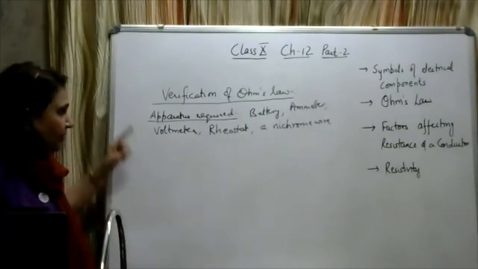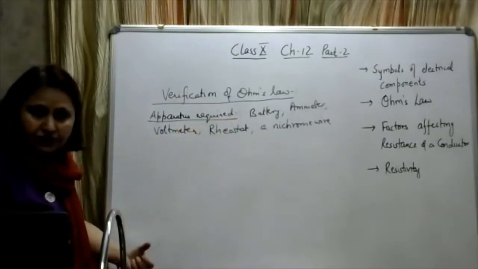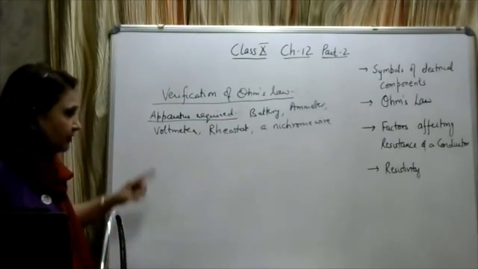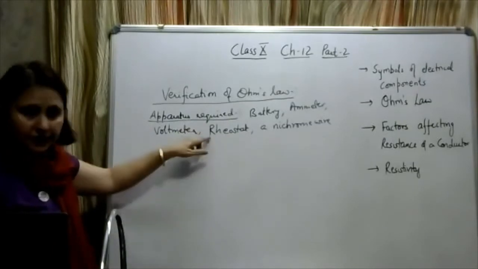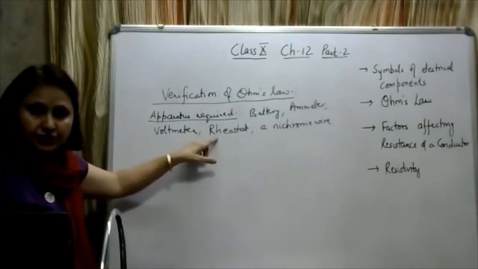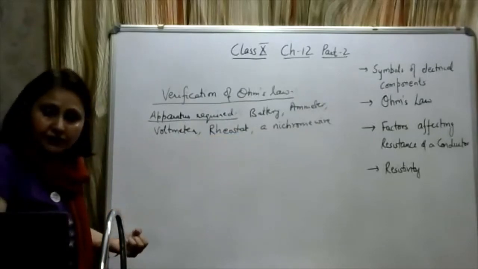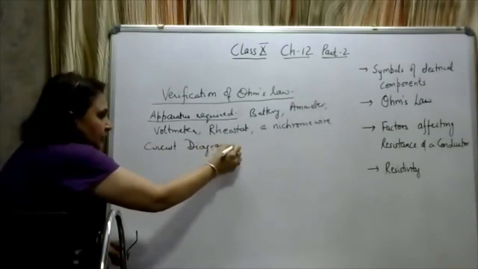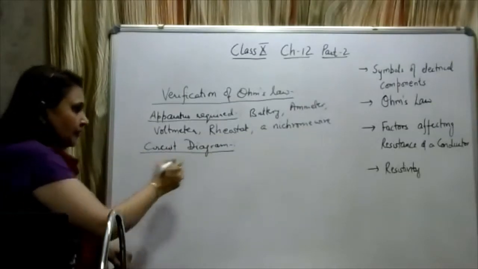In order to verify this activity, the apparatus required is a battery, which is the source of electric current, an ammeter, which will measure the electric current, a voltmeter, which measures the potential difference, a rheostat, which changes the current, and a nichrome wire. Nichrome is an alloy across which we will pass the current and measure the potential difference. The circuit diagram to verify Ohm's law is as shown.